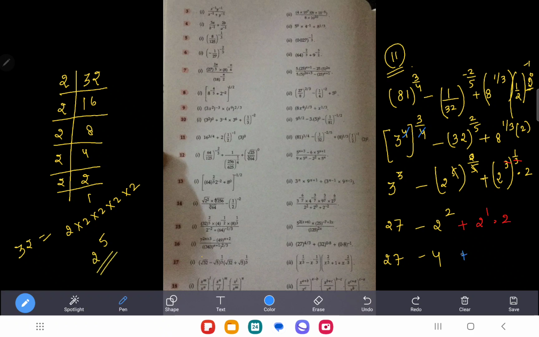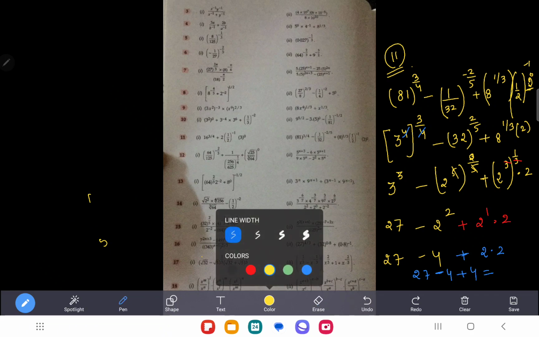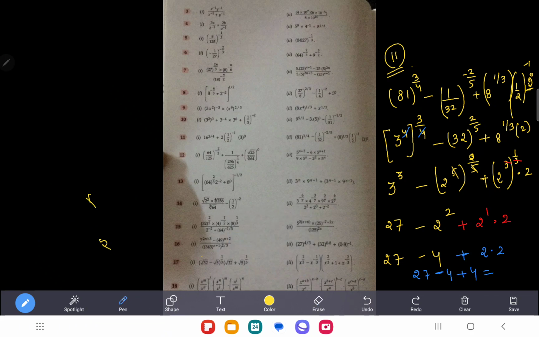So it's going to be 27 minus 4 plus 2 times 2, which is 4, times 1 is still 4. Then you do 27 minus 4, which is 23. Plus 4 is going to be 27. So the answer is 27. Right? Yeah. Okay. Good job.